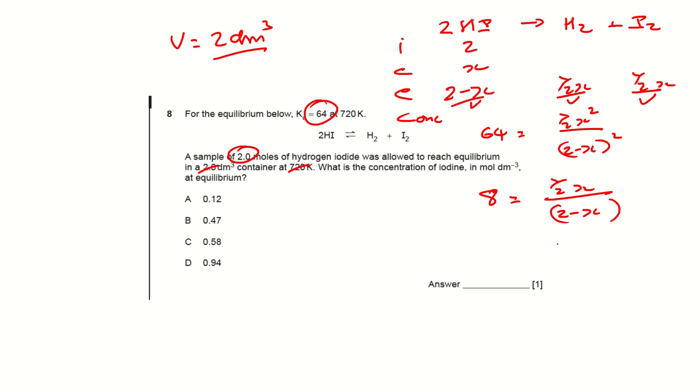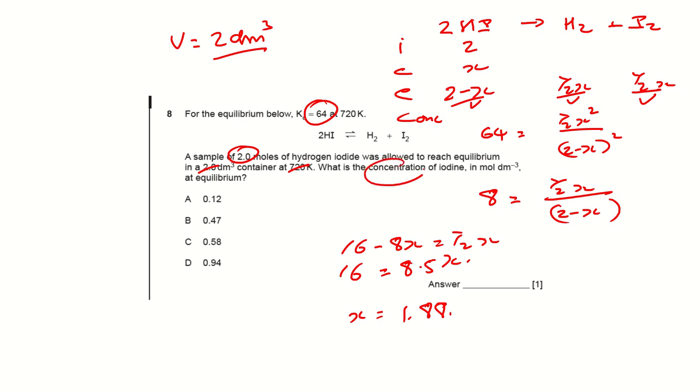And then I'm going to cross multiply very simply. So that becomes 16 minus 8x equals, of course, half x times 1, or half x. That becomes 16 equals 8.5x. So x equals, let me just do this quickly on my calculator. So that gives me x coming out at 1.88. Now remember, we've got to get the concentration.